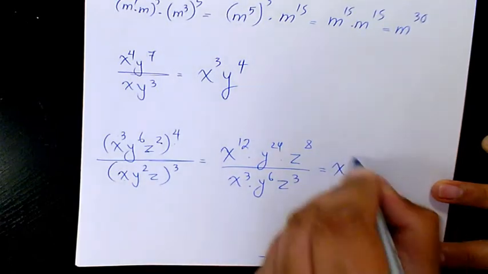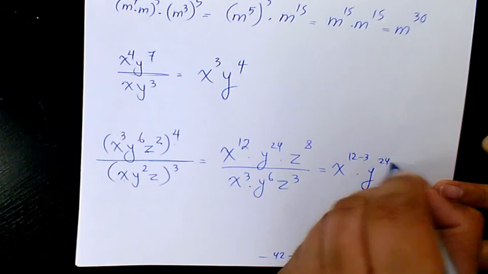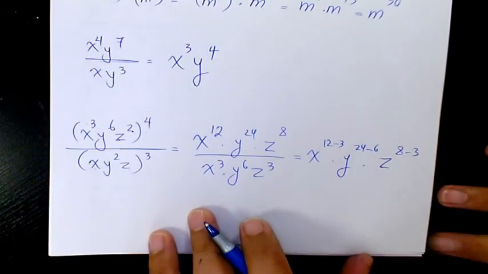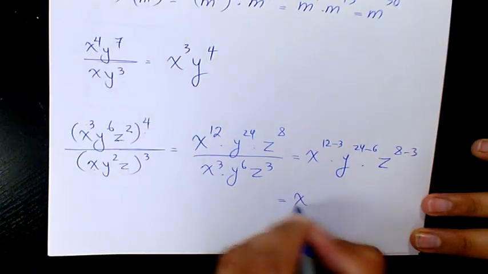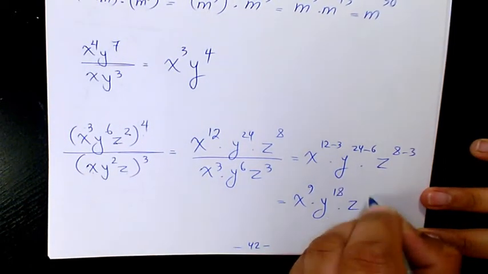So it's going to be x to the power of 12 minus 3, y to the power of 24 minus 6, z to the power of 8 minus 3. So it's going to be x to the power of 9, y to the power of 18, z to the power of 5.